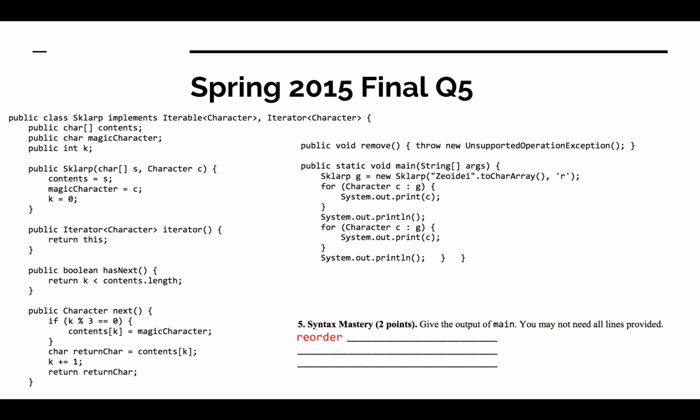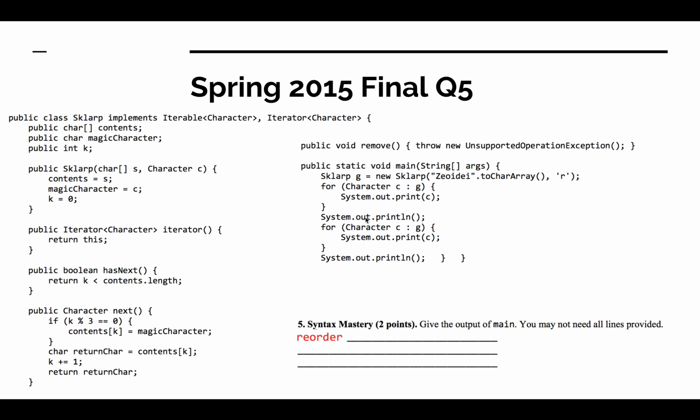So after this, we would check has next, but now K is 7, so it would return that there's no next. So it would return false. And we're done with this for loop. So does the for loop make sense so far?